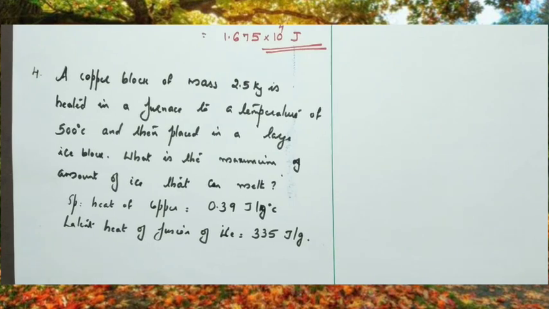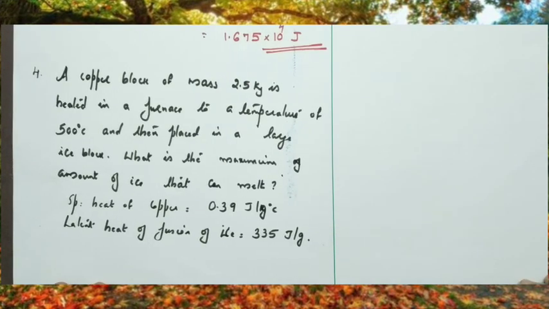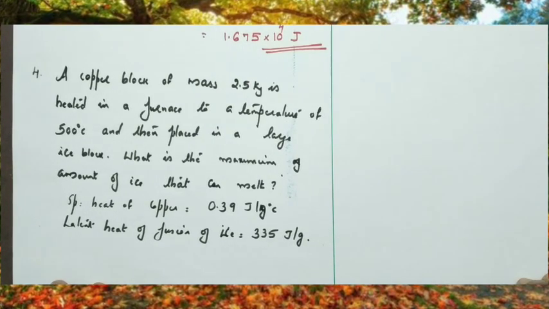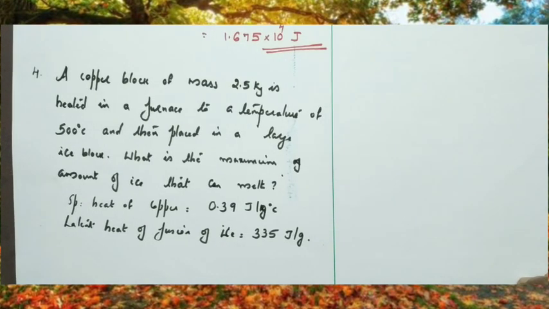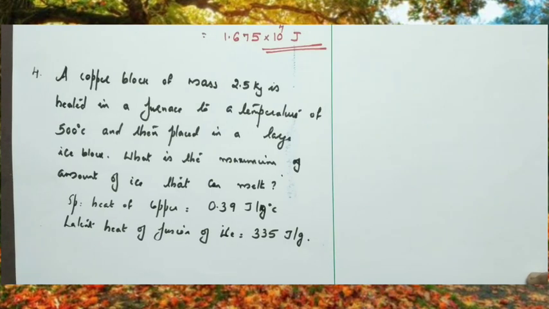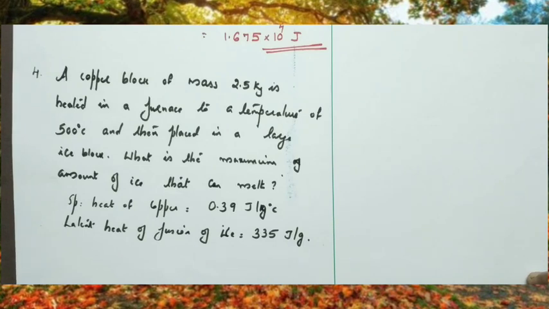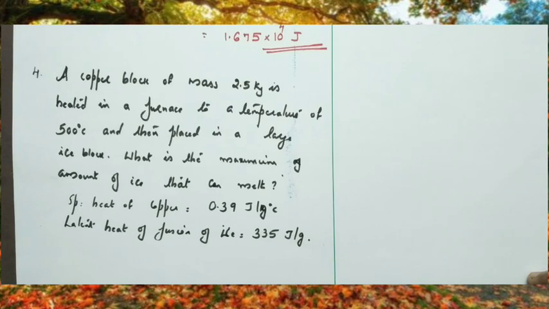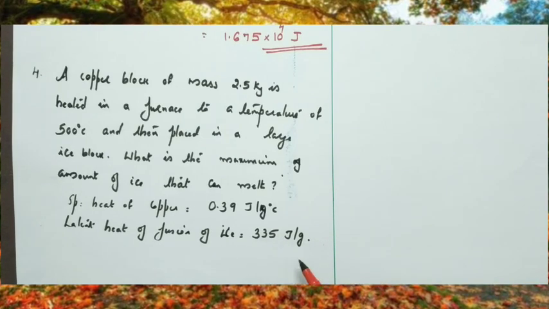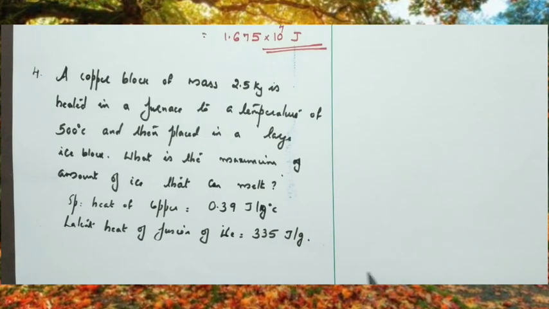A copper block of mass 2.5 kilogram is heated in a furnace to a temperature of 500 degrees Celsius and then placed in a large ice block. What is the maximum amount of ice that can melt? Specific heat of copper 0.39 joule per gram degree Celsius. Latent heat of fusion of ice 335 joule per gram. Okay, here specific heat and latent heat are expressed per gram.